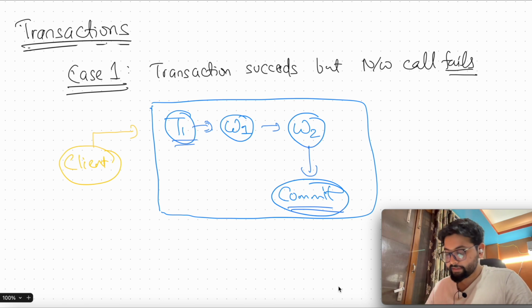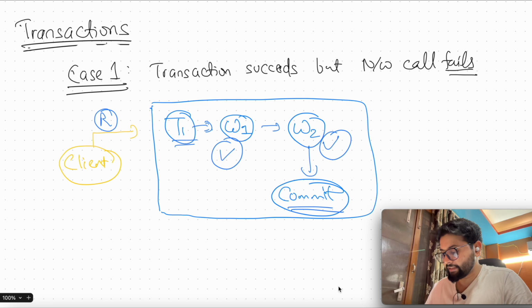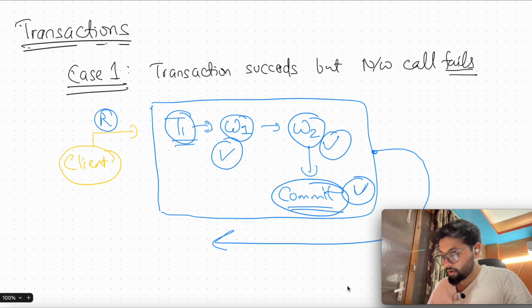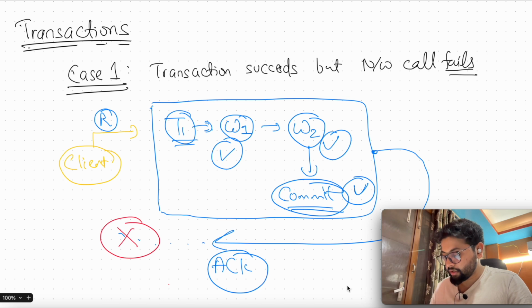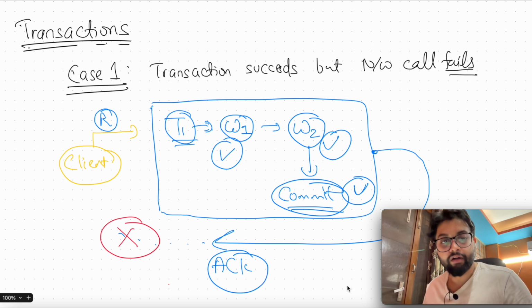Now the client sends the request here and this transaction initiates, this write succeeds, this write succeeds, and the transaction is committed. After the commitment, the transaction sends an acknowledgement callback to the client saying that, hey, this transaction has committed and your request has been processed successfully. But at this point of time, there was some network issue or a network lag which causes this acknowledgement to fail or to not reach the client.